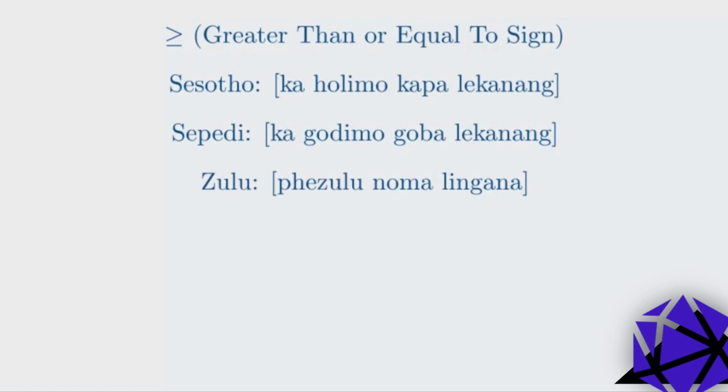For example, we can say that 5 is greater than or equal to 3. This is true because 5 is greater than 3. It would also be true to say that 5 is greater than or equal to 5 because 5 is equal to 5. Now let's talk about variables.